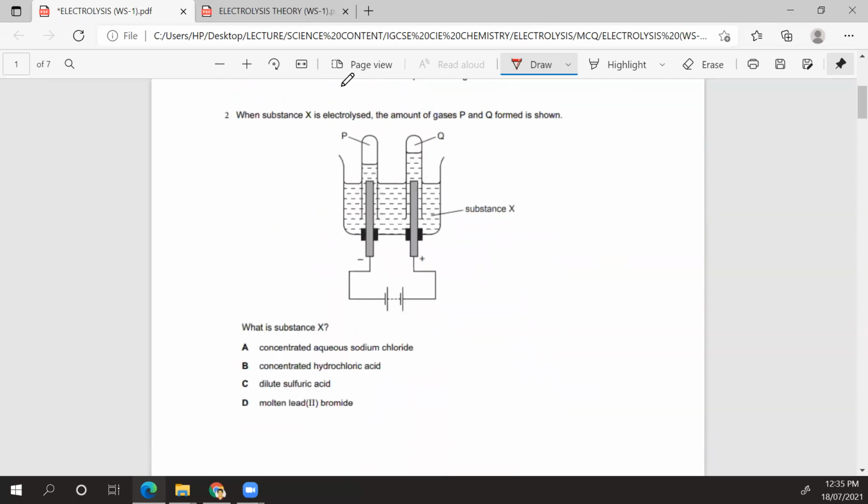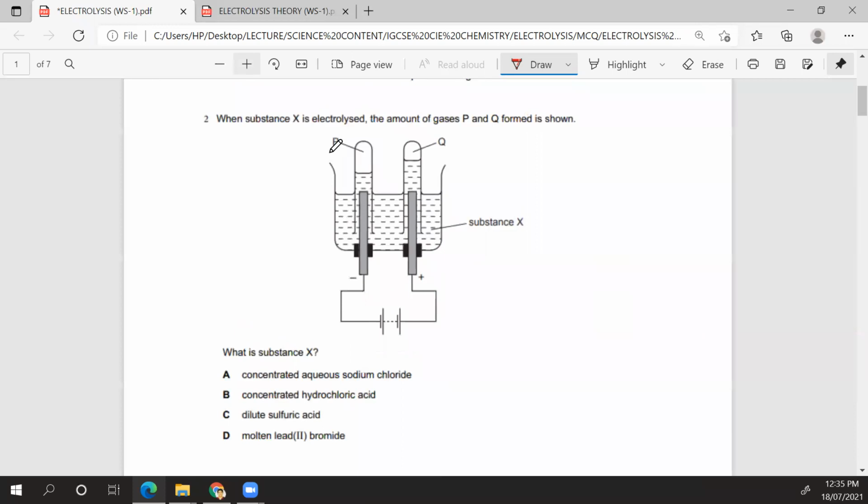Next one. When a substance X is electrolyzed, the gases P and Q are formed. What is substance X? So Vanya, can you tell me what will be the substance X over here? Is it C? Okay, C. Let us check whether your answer is correct or not. So now, when substance X is electrolyzed, the gases P and Q are formed.